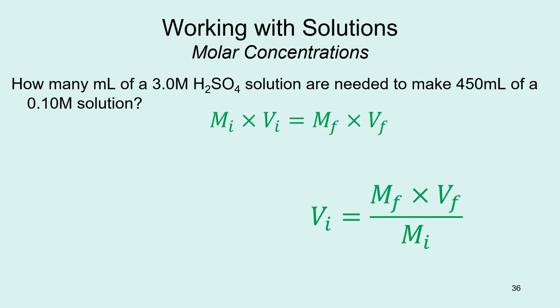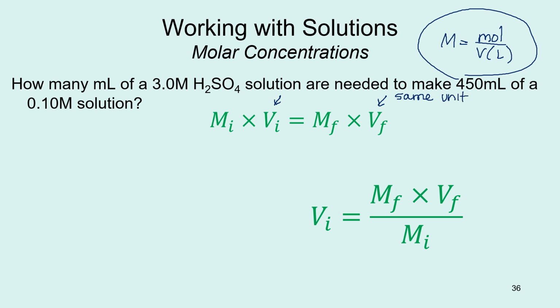So how many milliliters of a 3 molar H2SO4 solution are needed to make 450 milliliters of a 0.1 molar solution? One thing I want you to be careful about are the units. Technically speaking, volume should always be in liters because molarity is moles per liter. However, because you have 2 volumes and 2 molarities, the units will end up canceling. So your volumes can actually be in any unit as long as they are the same unit.